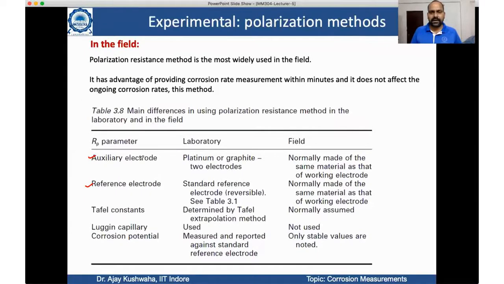We don't use any capillaries, and we are not making any kind of salt bridge. Then, corrosion potential. In laboratory measurement, of course, we do measure the corrosion potential and we report it with respect to the standard reference electrode. But in the field we just note stable values, because the conditions are different.